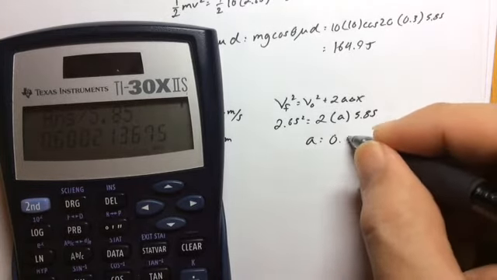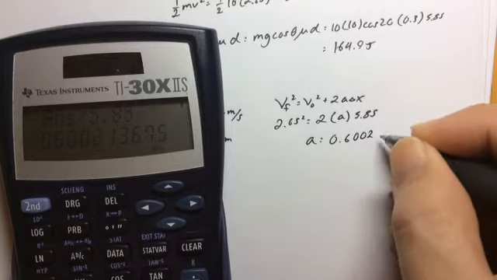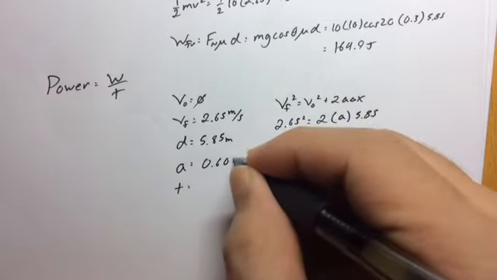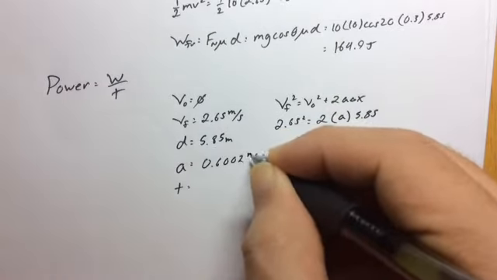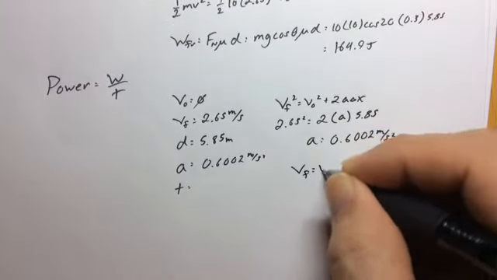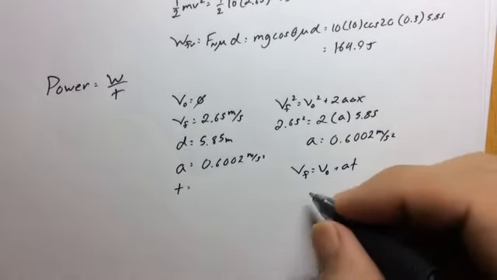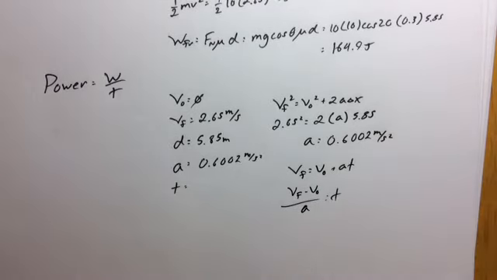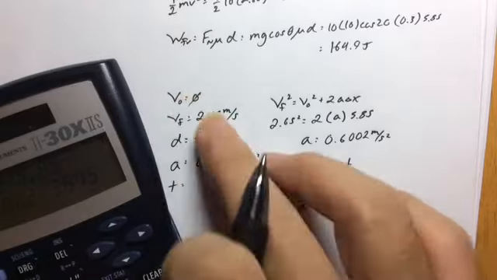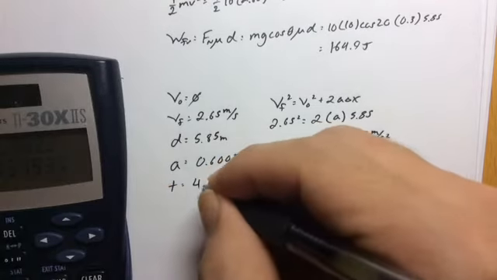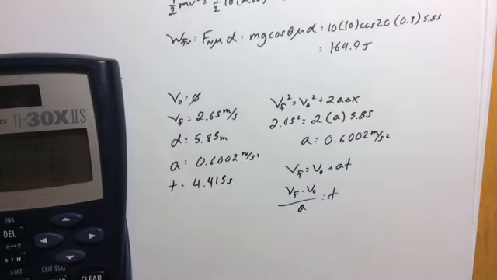And that's going to be about 0.6002 meters per second squared. And if I wanted to find time, I could by taking the first equation: final velocity minus initial velocity divided by acceleration should be the time. Well, what's my change in velocity? Looks like I went from 0 to 2.65, so 2.65 divided by my acceleration, 0.6002. My time is about 4.415 seconds.